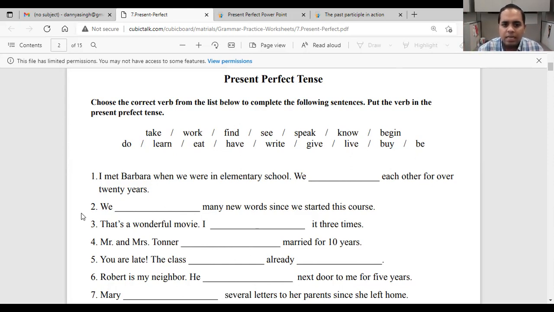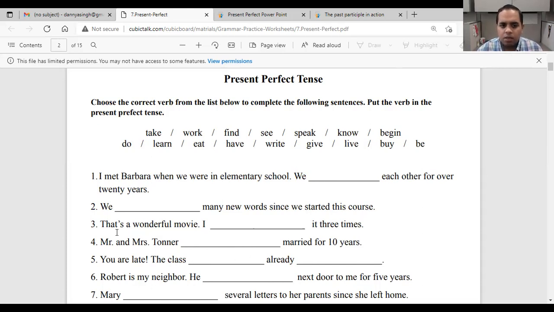Number two, we blank many new words since we started this course. Does anyone know how we can complete sentence number two? Good. You can use learn. What is the past participle of learn? Good. The past participle is learned. We have learned many new words since we started this course. Okay. Again, we have learned.